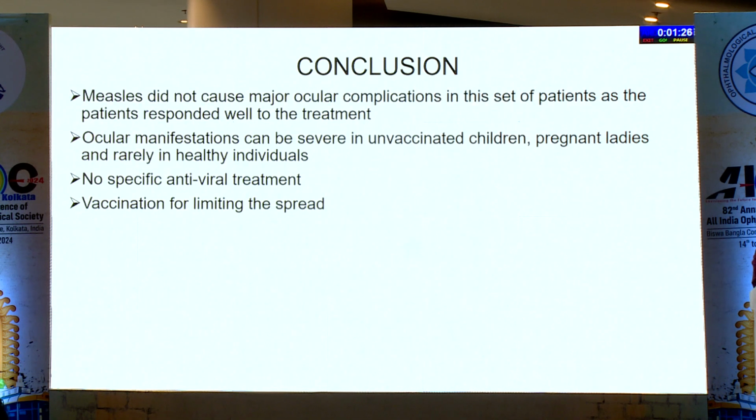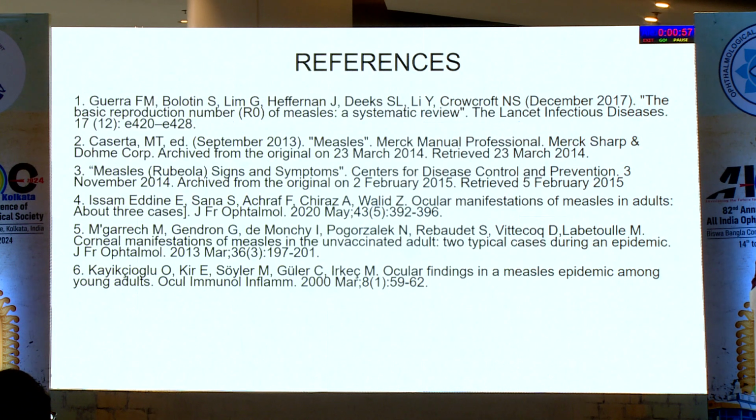This was basically to highlight the cases which came in, about young patients. Luckily, in all these patients, there were no major ocular complications leading to visual impairment or long-lasting visual disability. But of course, the ocular manifestations can be very severe in unvaccinated children and pregnant ladies. There is no specific antiviral therapy per se; it is more symptomatic. As far as prevention goes, it's vaccination for limiting the spread. These are the various references. I'm through with the presentation. Thank you.